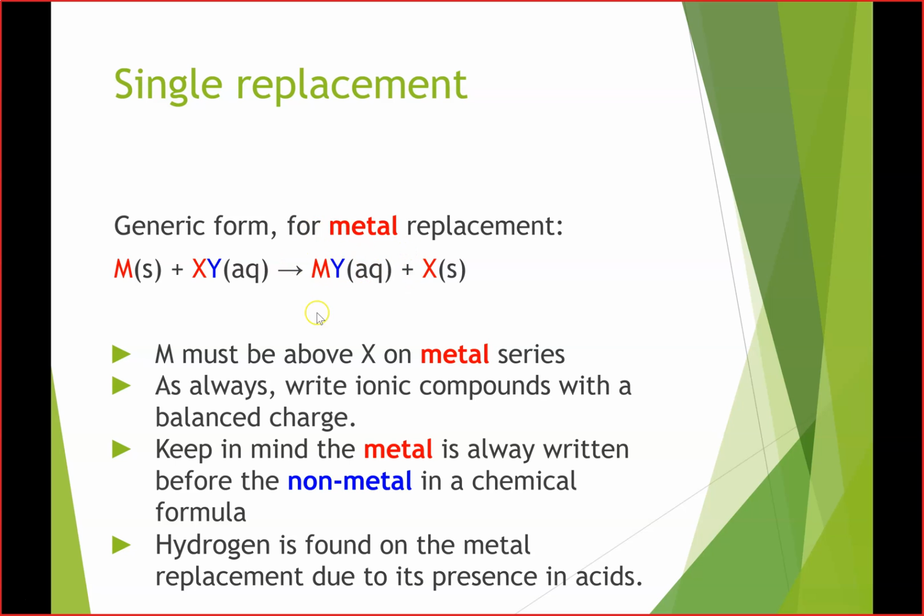When you write formulas, you must write the metal first and then the nonmetal. That is simply the way that ionic compounds must be written. So writing the nonmetal first, for example, would be incorrect. And again, we're going to see specific examples of all this stuff.